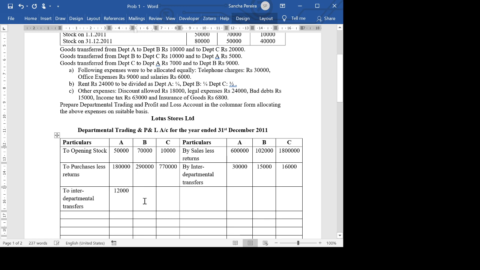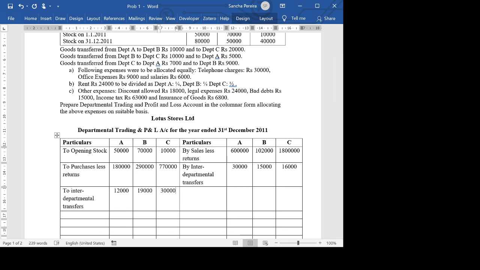Let's see what B has received. B has received 10 from A and B has also received 9 from C, a total of 19,000. And how much has C received? C has received 20 from A and 10 from B.